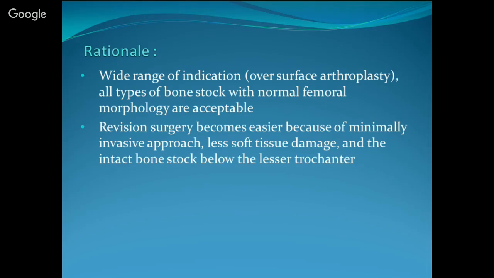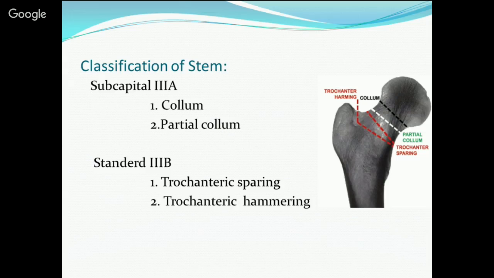Revision surgery becomes easier because of the minimally invasive approach, less soft tissue damage, and the intact bone stock below the lesser trochanter. Now the classification. We have classified the stems as type 1, type 2, type 3. Type 1 is a surface replacement, type 2 is a mid-head resection, and type 3 is the short stem prosthesis. Type 3A is a collum prosthesis, or it may be a partial collum prosthesis, and type 3B is a trochanteric prosthesis, that is trochanter sparing and trochanter hammering.